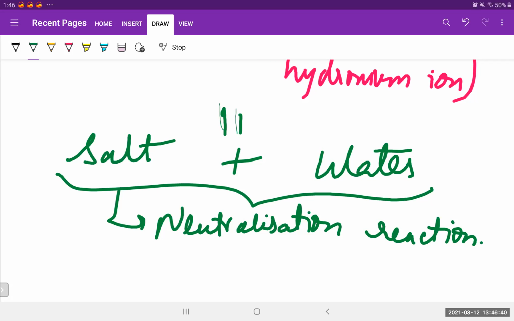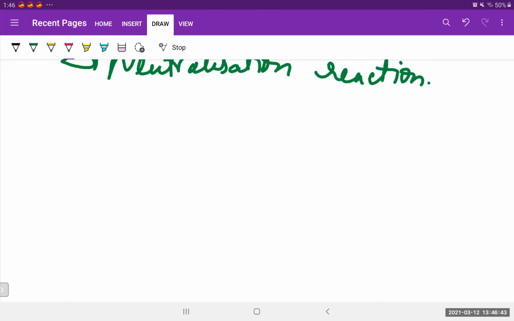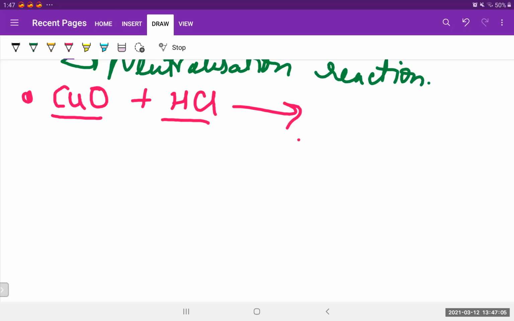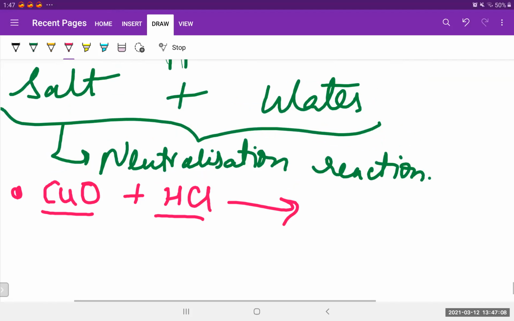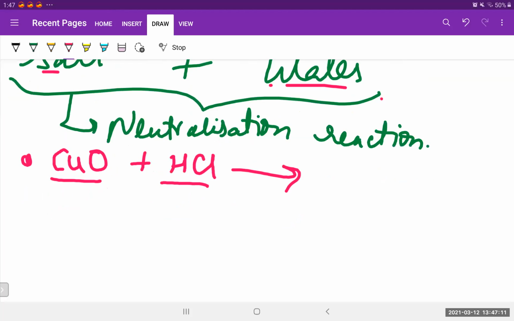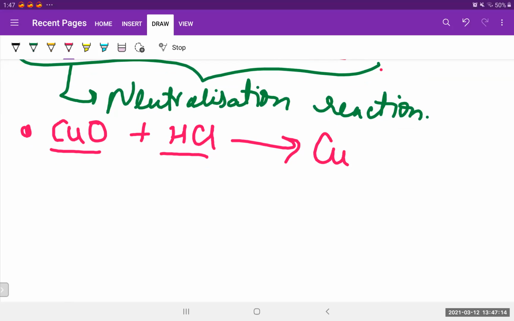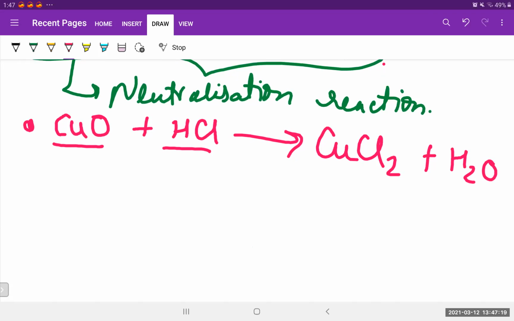Let's discuss some examples to prove this. The first example, let's take an oxide first. What can an oxide be? CuO. Cu is a metal, copper, and its oxide is copper oxide, or cupric oxide, plus HCl, that is an acid. What we have studied just now is that acid reacts with bases to give us what? Salt and water. So let's write salt and water. Which salt will we get? We'll get CuCl2 plus H2O.